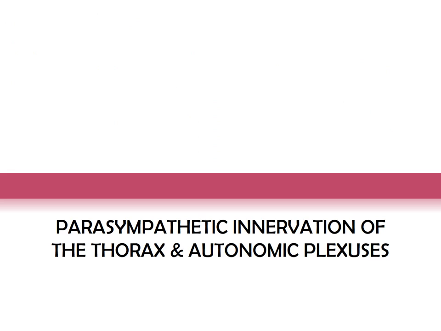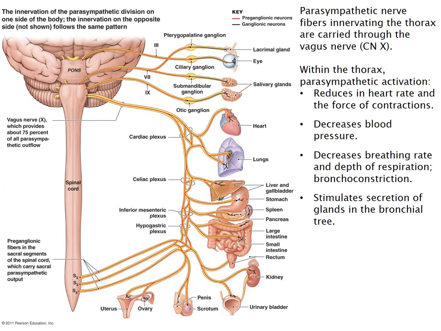Now let's take a look at the parasympathetic innervation of the thorax. Whatever the effects the sympathetic fibers have on a tissue, parasympathetic fibers tend to have the opposite effect. In the thorax, for example, sympathetic fibers increase heart rate, breathing, and the force of ventricular contractions. Since the parasympathetic system is the rest and digest system, which is an anabolic system that conserves energy, it is largely responsible for bringing tissues back to baseline after sympathetic stimulation.